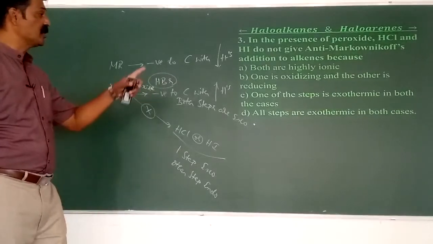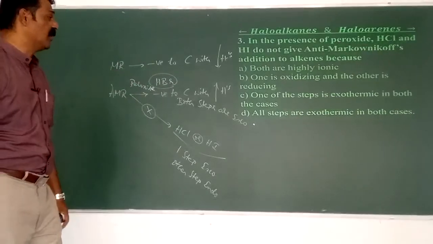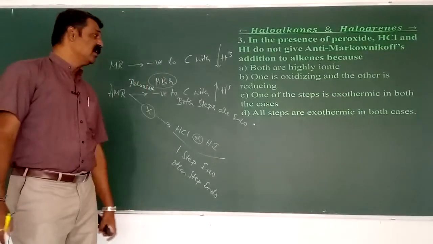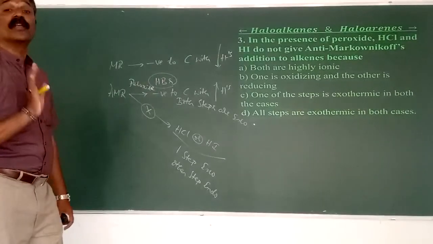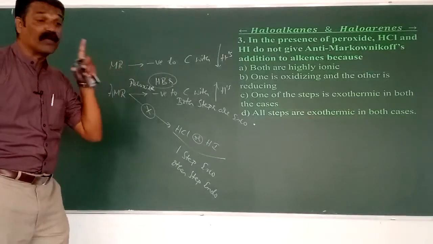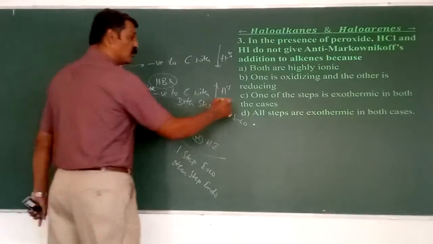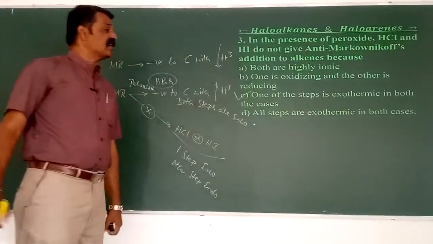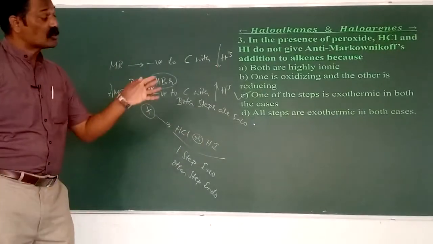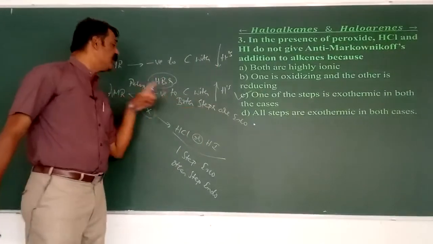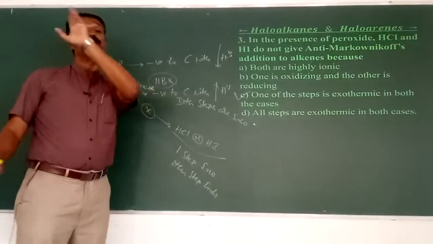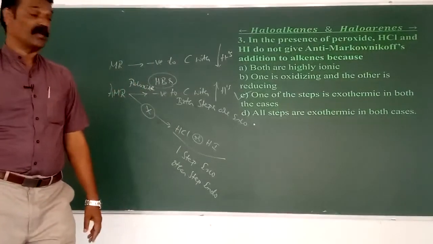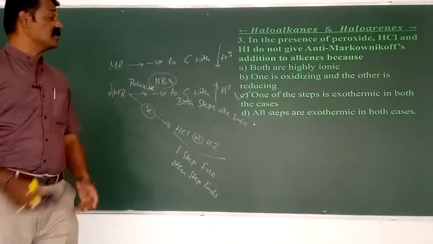Therefore, the option is both are highly ionic. No, that is not the possibility here. One is oxidizing and another is reducing. No, all are reducing here. One of the steps is found to be exothermic in both the cases. Meaning in case of HCl and HI, one of the steps is what? Exothermic. All steps are no doubt exothermic only if it is HBr. Suppose it is HCl or HI, one step is found to be endothermic. That is why we can opt for option 3, that is C.